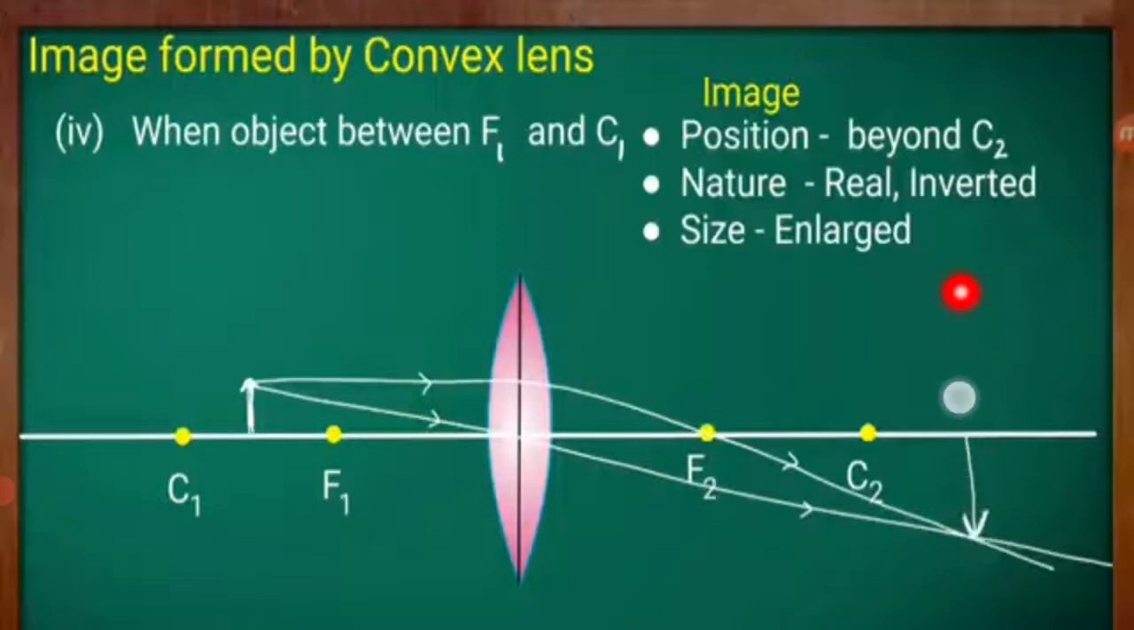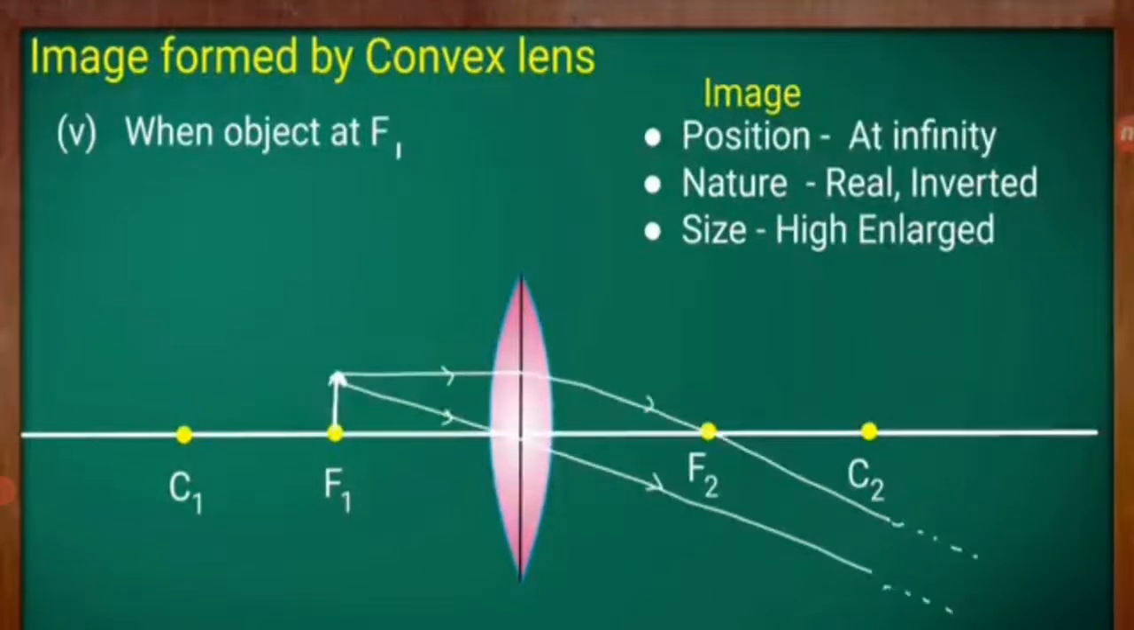What about the nature of the image? The nature of the image is real and inverted, and the size of the image is enlarged. When you compare the size of the image with that of the object, then you can observe that the image is enlarged here. Now the fifth case we are considering here is when the object is at F1.